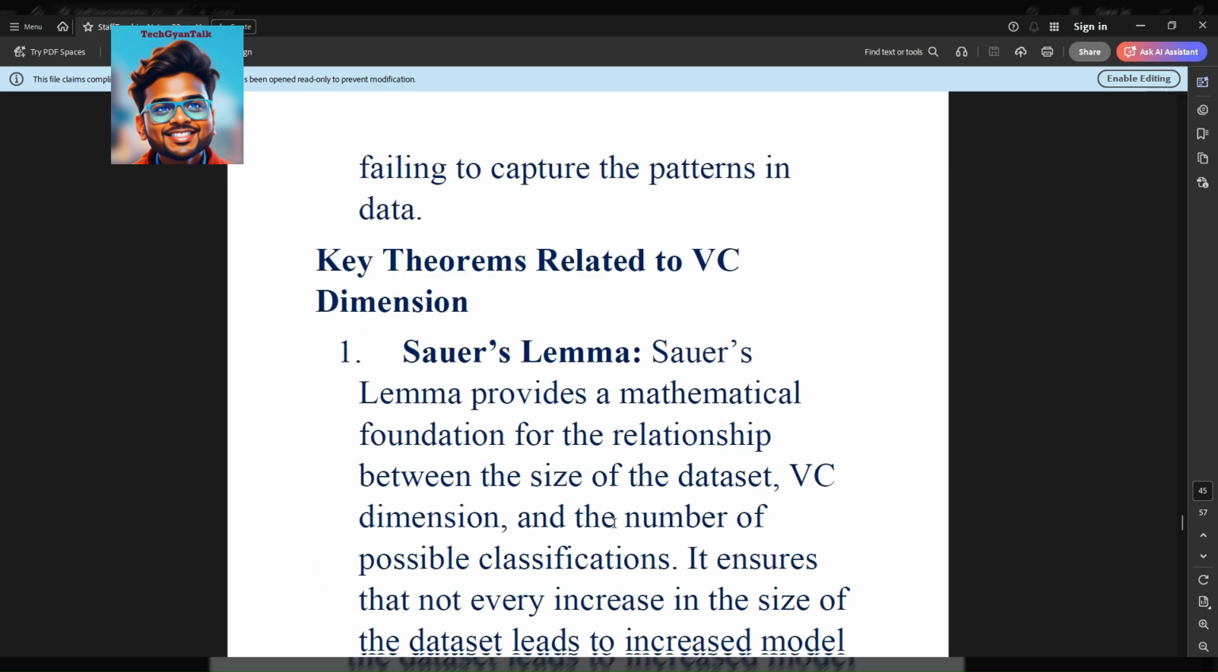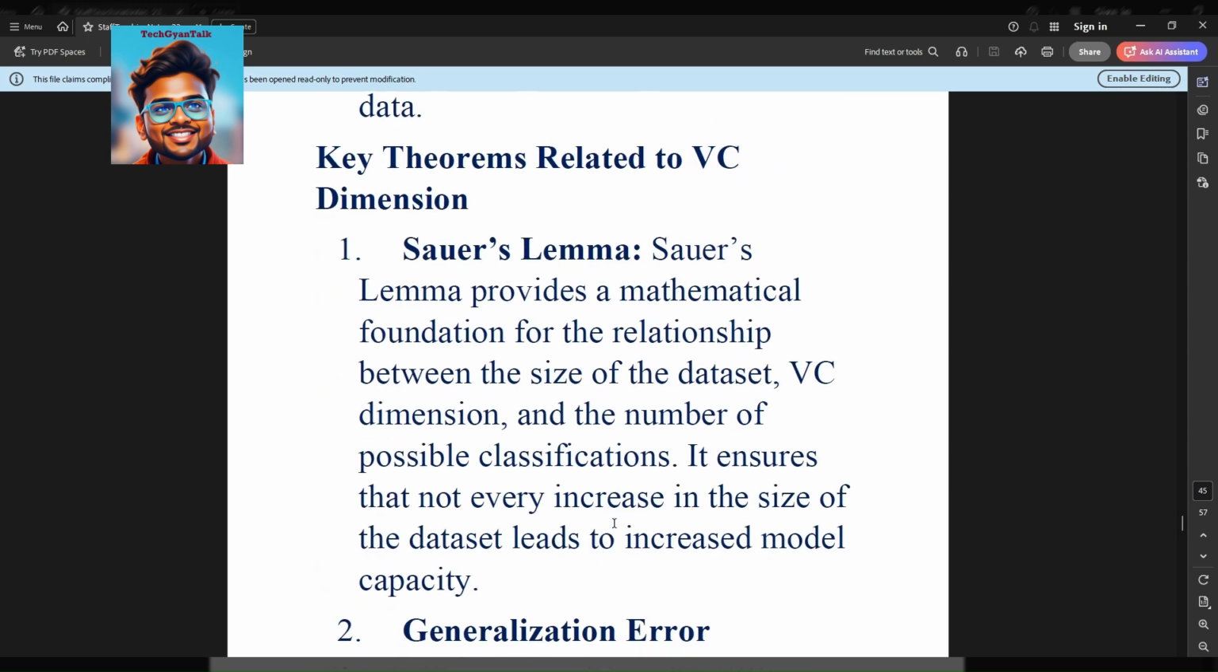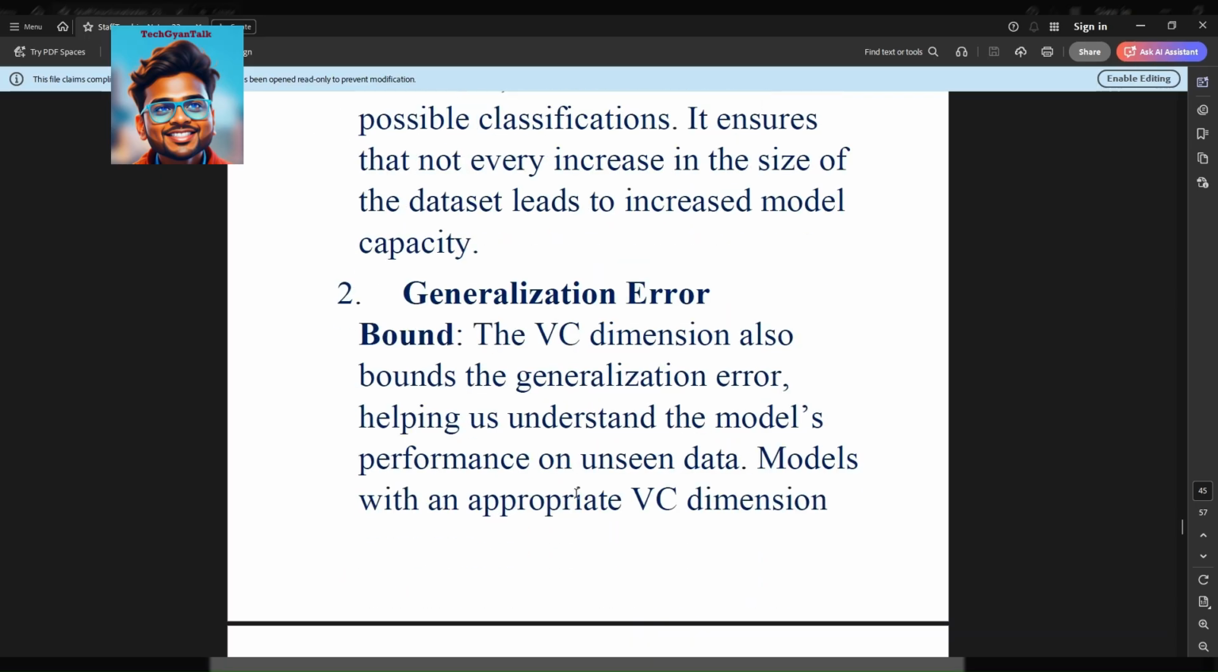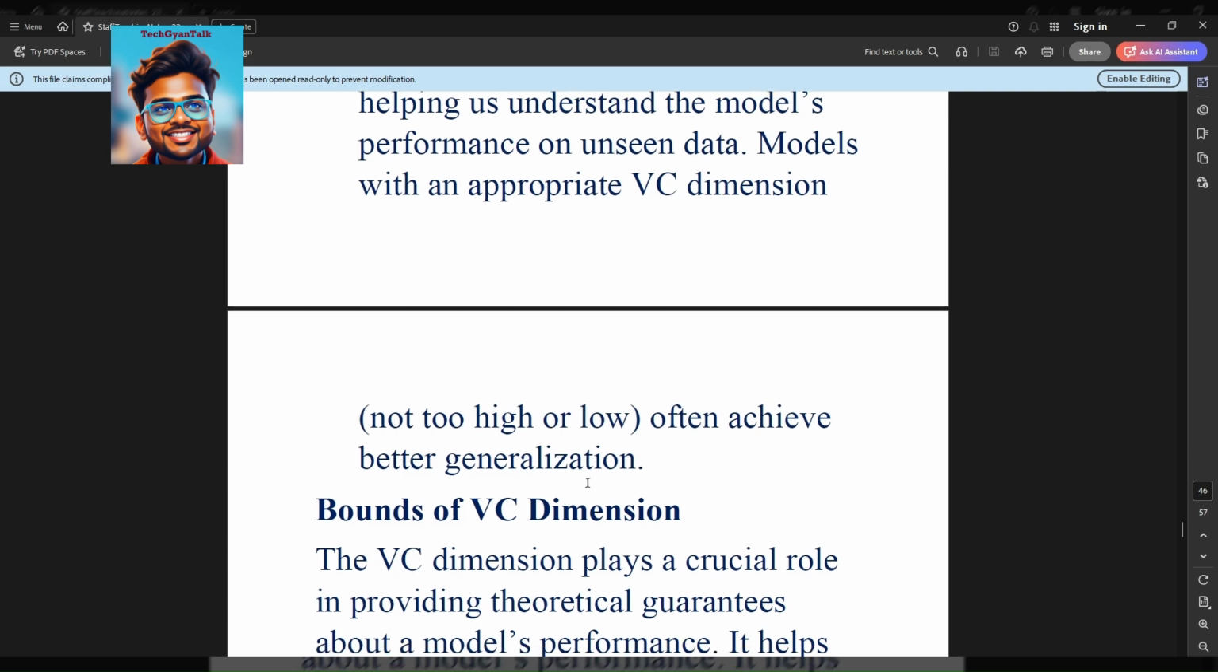The key theorems related to VC dimension are Sauer's lemma. Sauer's lemma provides a mathematical foundation for the relationship between the size of the dataset, VC dimension, and the number of possible classifications. It ensures that not every increase in the size of the dataset leads to increased model capacity. And generalization error bounds: the VC dimension also bounds the generalization error, helping us understand the model's performance on unseen data. Models with an appropriate VC dimension, not too high or low, often achieve better generalization.